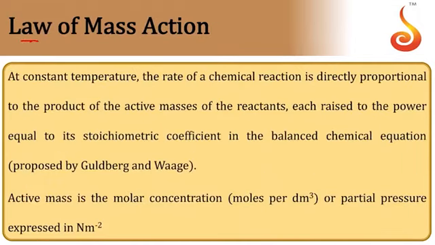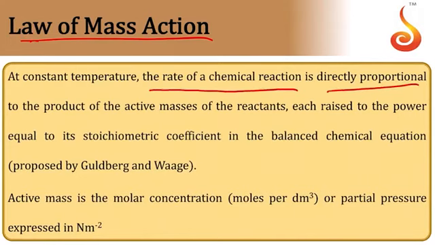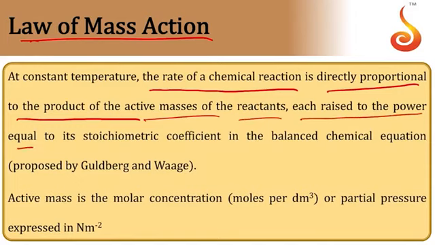Then comes law of mass action. Law of mass action says that at constant temperature, the rate of a chemical reaction is directly proportional to the product of active masses of reactants, each raised to the power equal to its stoichiometric coefficient in the balanced chemical equation. It was proposed by Guldberg and Waage.